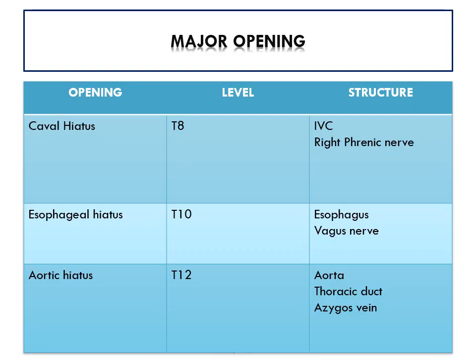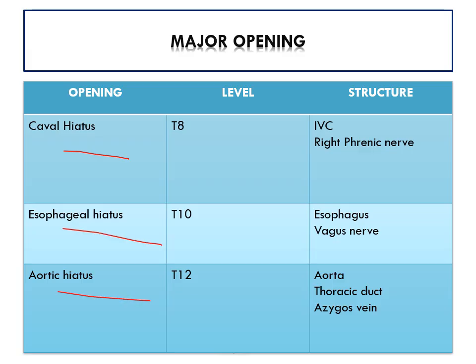Let's jump right into talking about the openings of the diaphragm. We'll start with the major openings of the diaphragm, and then we'll talk about the minor openings of the diaphragm. There are three major openings we see in the diaphragm. This includes the caval hiatus or caval opening, then the esophageal hiatus, and then the aortic hiatus.